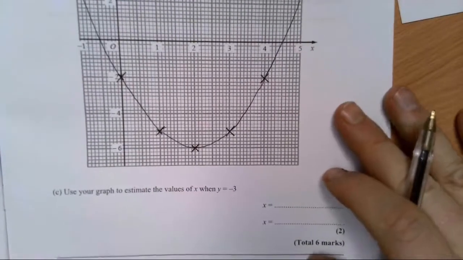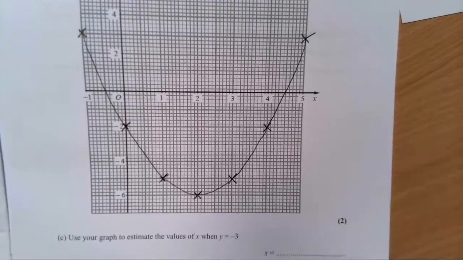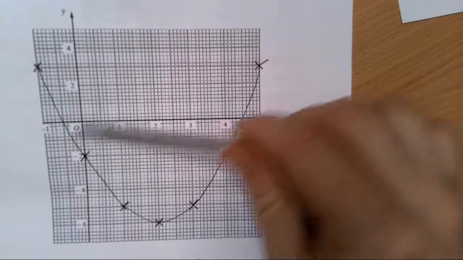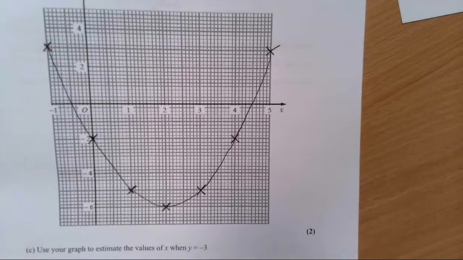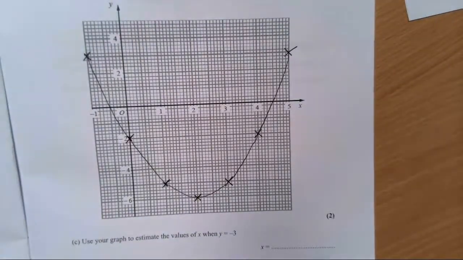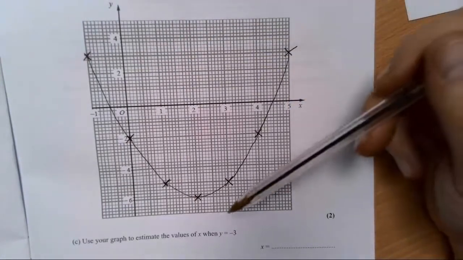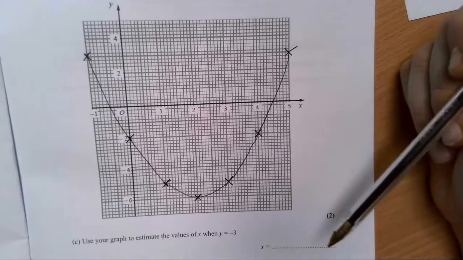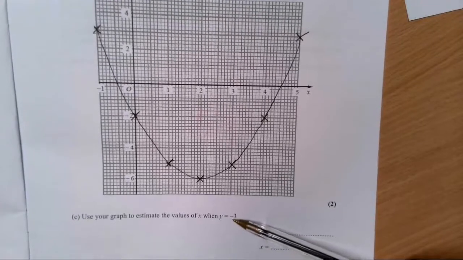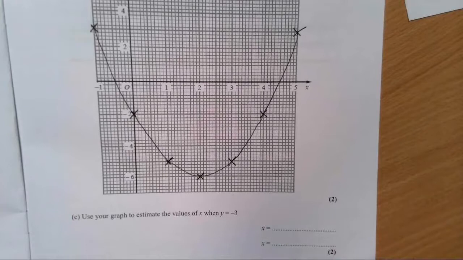Right, use your graph to estimate the values of x when y equals minus 3. So far we've got 2 marks for this part. We've now got another 2 marks for this part. My last part, use the graph to estimate the values of x when y equals minus 3. Here's my y-axis, and I want to know the values of x when y equals minus 3. I nearly misread that. In fact, I did misread it, and I needed to double check it for myself. When y equals minus 3.